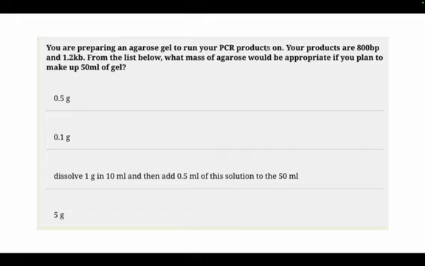You're preparing an agarose gel to run your PCR product. Products are 800 base pairs and 1.2 kb. Depending on the size of the product we want to run, we will select the percentage of the agarose gel. You will see that these products are quite small. So since these products are quite small, we should have a smaller pore size so that we can separate them effectively.